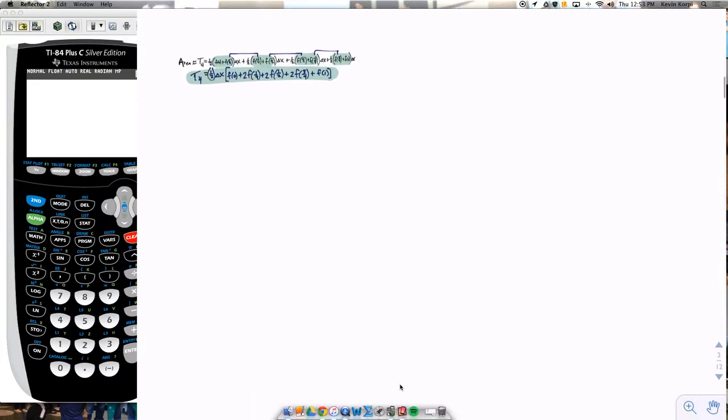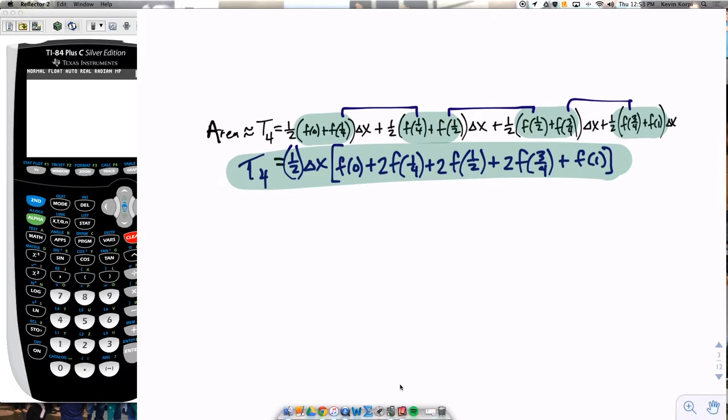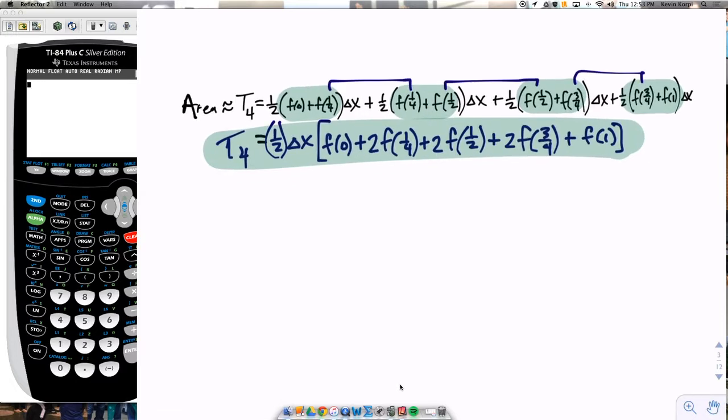All right, so memorize this pattern. 1/2 delta x times the sum of all the y values, but you double the ones on the interior. That's trapezoidal, when delta x is uniform. All right, let's go ahead and compute it now for our function. What is delta x? Got to think back. It was a fourth, wasn't it?